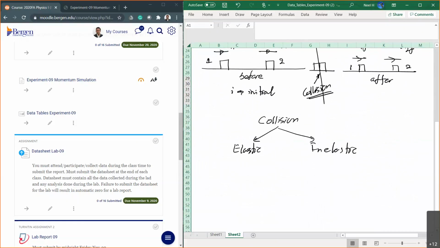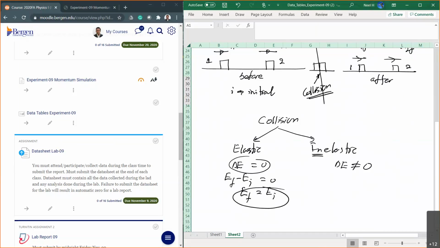Elastic type of collision means energy is conserved. Which means the change in energy should be zero. Energy total final minus energy total initial must be zero. So final energy should be equal to the initial energy, which means during the collision, there should not be any energy loss. Okay, that's the idea.